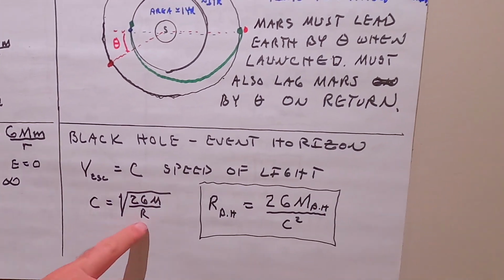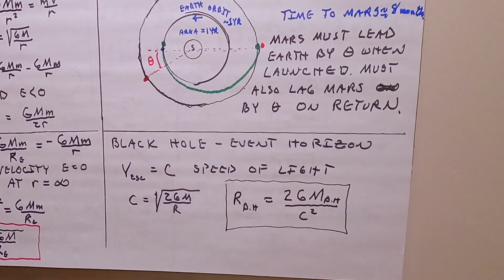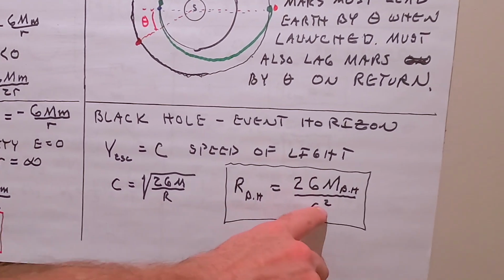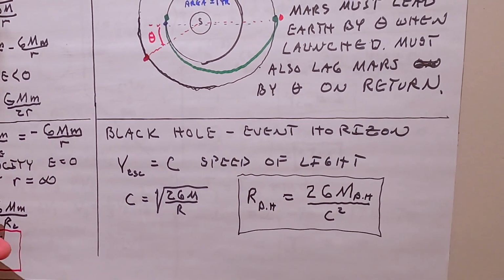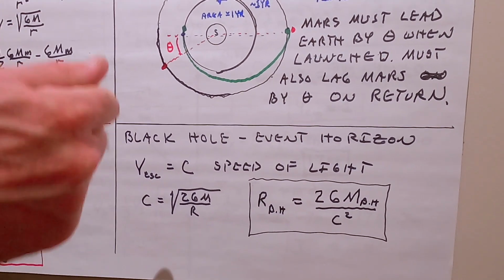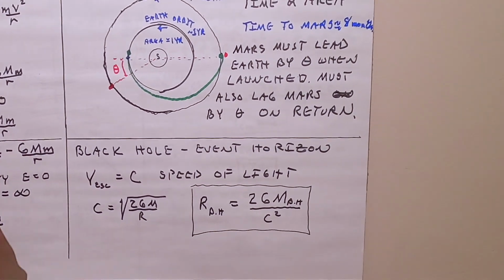we can get the radius of a black hole. So just square both sides and bring the r up and bring the c down. Now when we talk about the radius, that doesn't mean there's a solid surface there. That just means that if you get within that radius, then if you had a flashlight pointing straight up, even the light would bend down. That's why they call it a black hole.